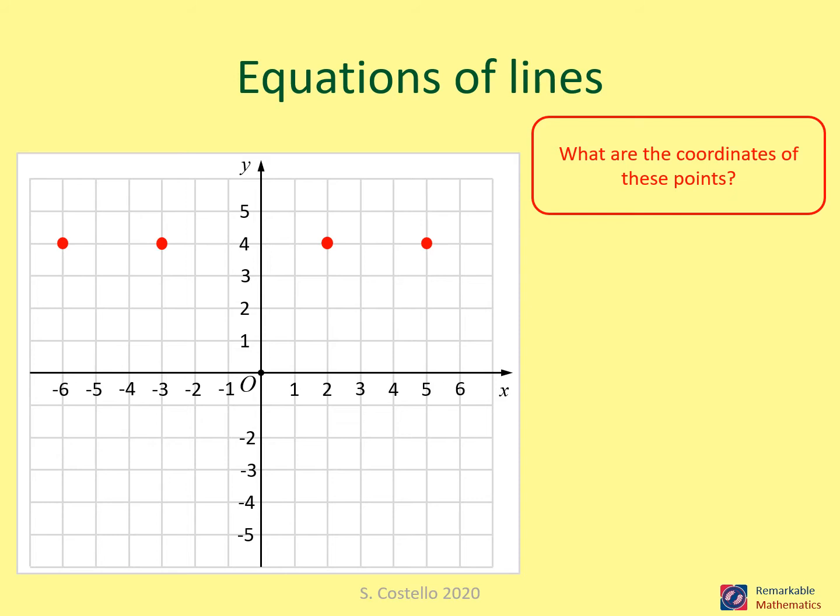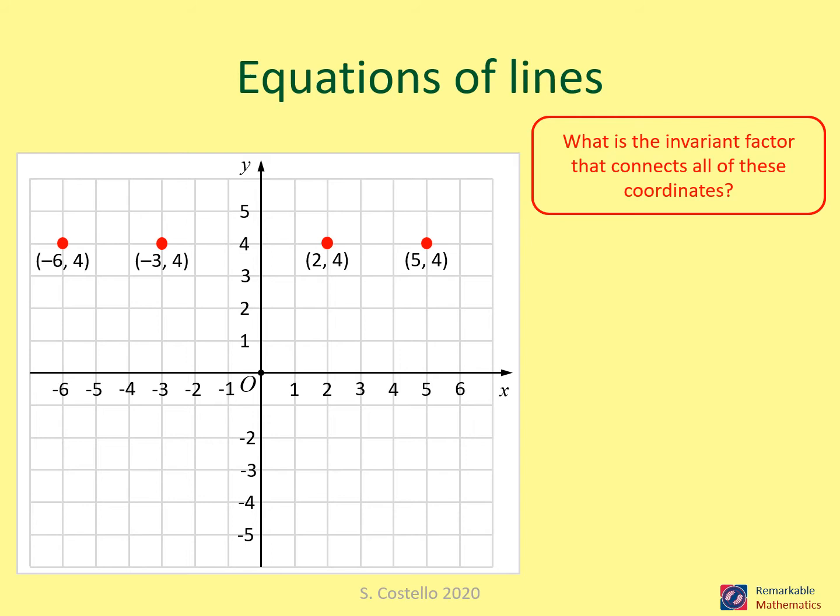What are the coordinates of these points? We have minus 6, 4, minus 3, 4, 2, 4, and 5, 4. What is the invariant factor that connects all of these coordinates? What we mean by that is, what is it that doesn't change? What is the same in all of these coordinates? In every coordinate, y equals 4.